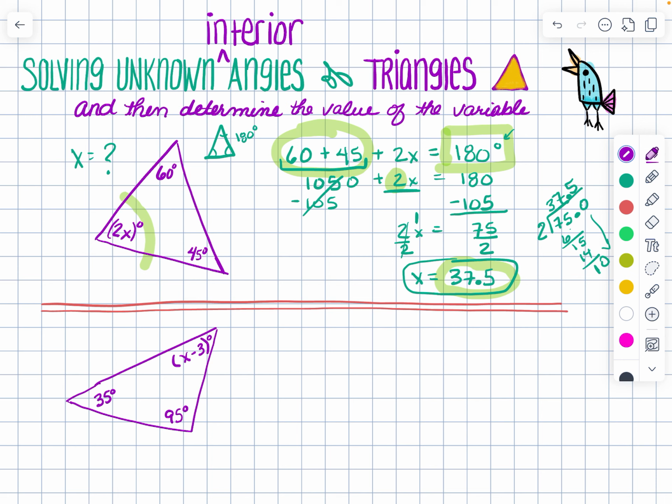So we're going to have 37.5 times 2. Well, we actually figured that out, and that's 75. So that's 75 plus 60 plus 45. I know 60 and 45 is 105 plus our 75, and that equals 180. So I know that we've done that question correctly. So again, x equals 37.5.